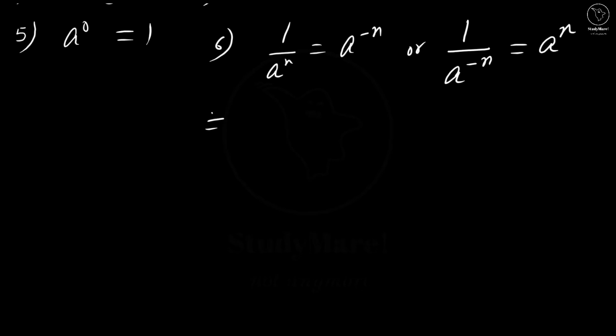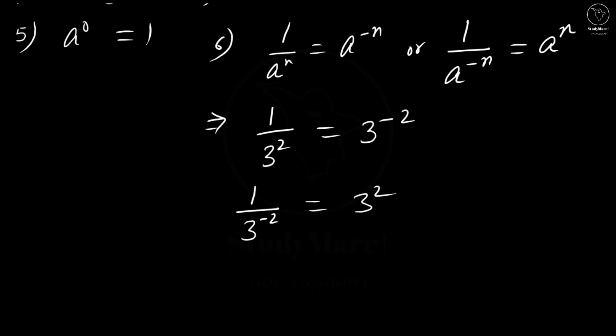An example would be 1 by 3 square is equal to 3 to the power minus 2. Another one could be 1 by 3 to the power minus 2 is equal to 3 square. One more could be 4 to the power minus 3 is equal to 1 by 4 to the power 3.